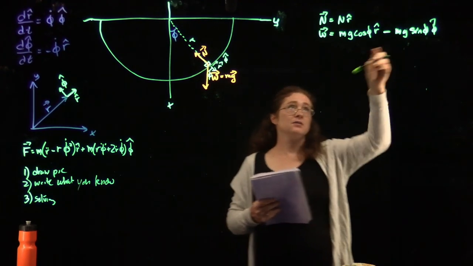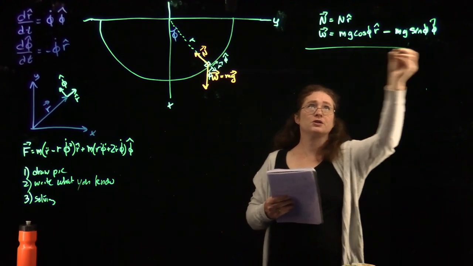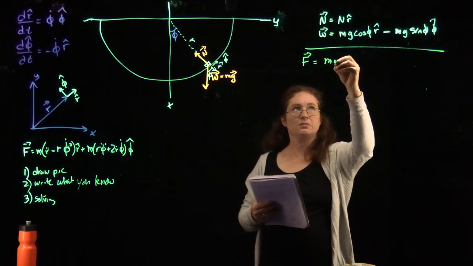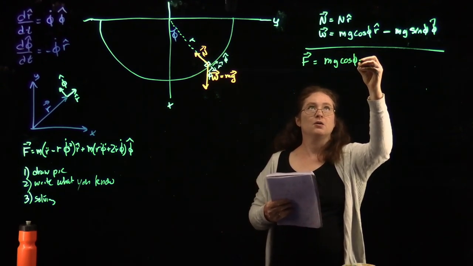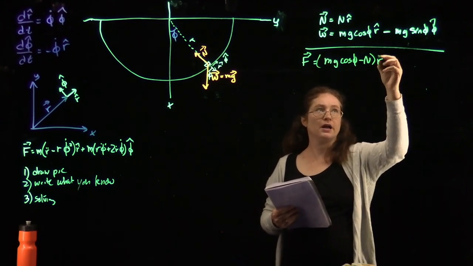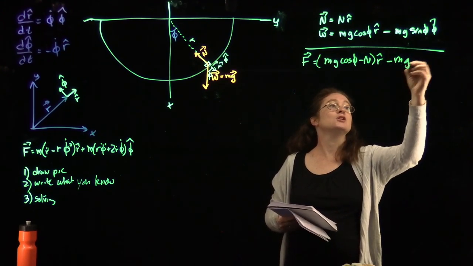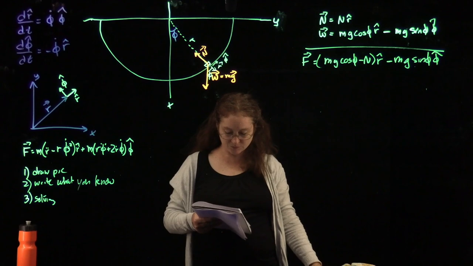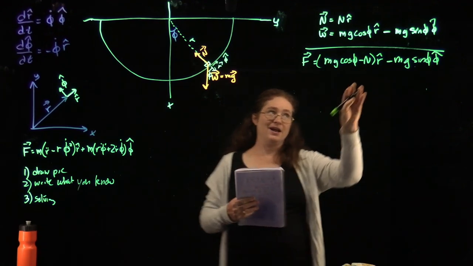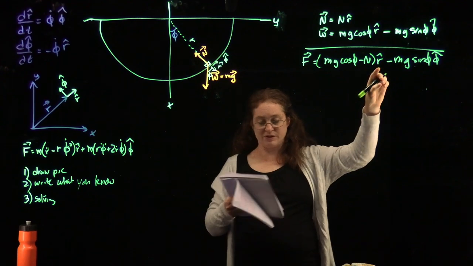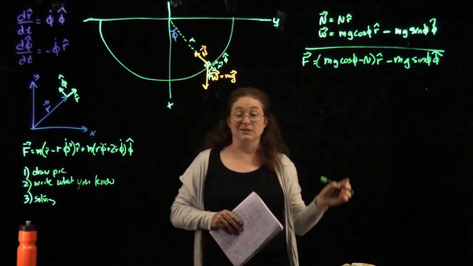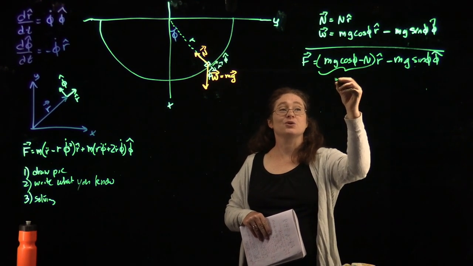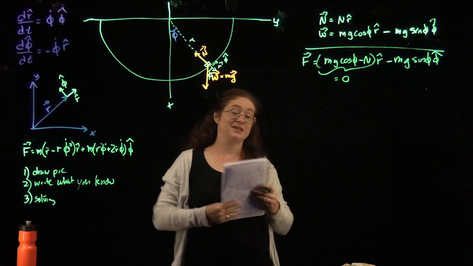All right, then I add up my total force, and my total force is equal to mg cosine phi minus N in the r hat direction minus mg sine phi in the phi hat direction. Here I have two unknowns, the normal force and phi hat. What I can say is this term has to go to zero because there is no motion in the r hat direction.